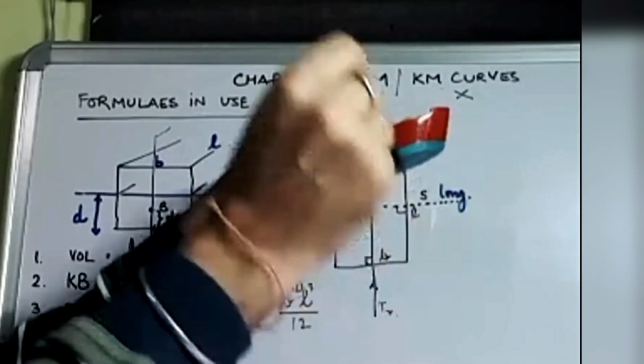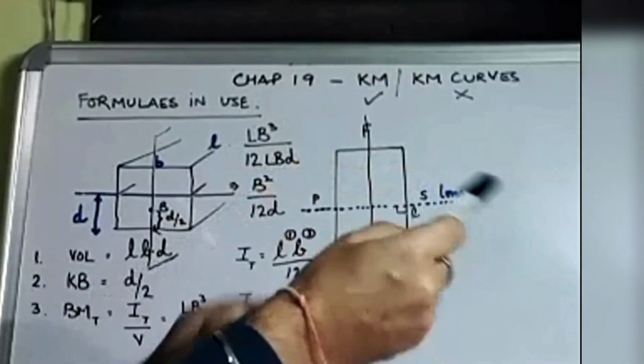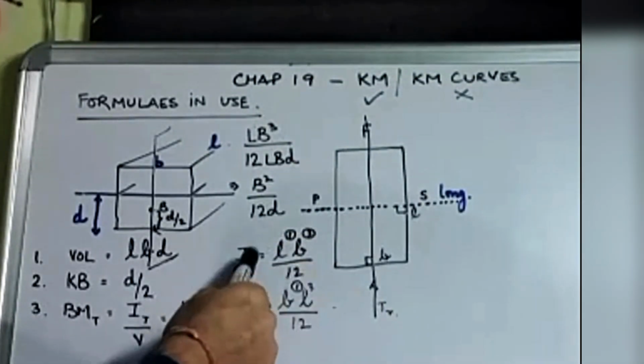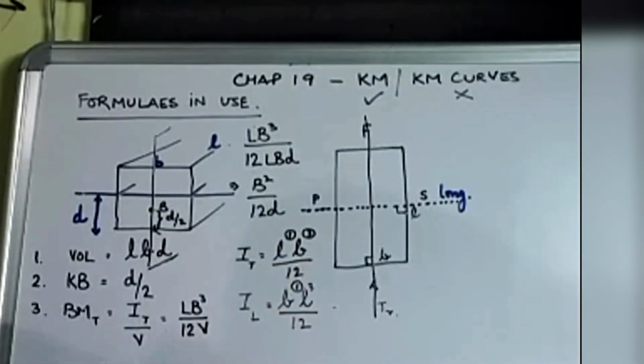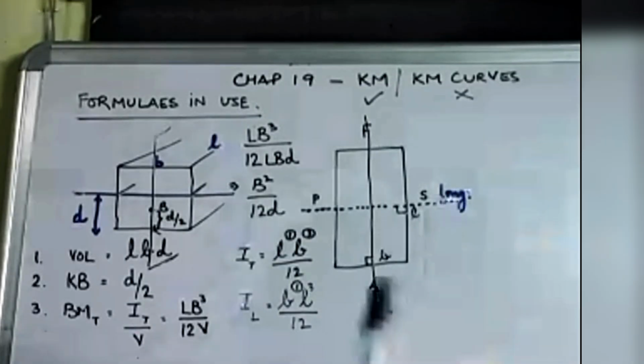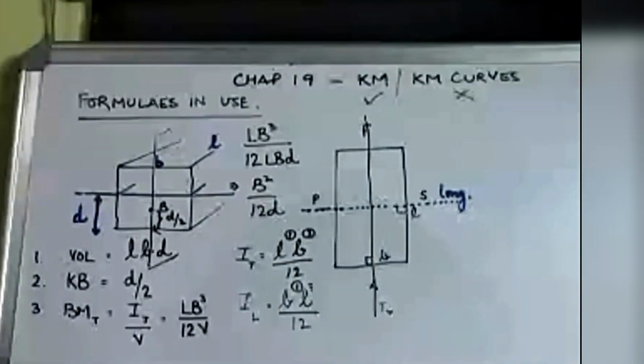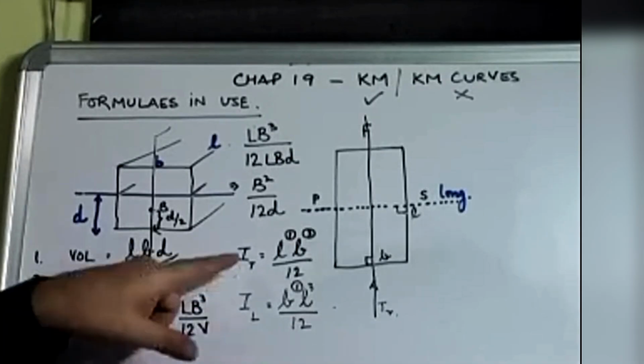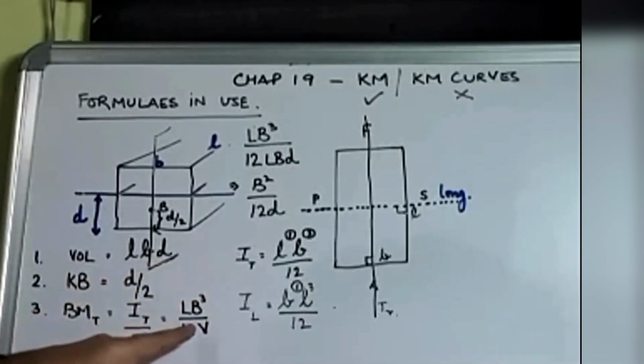So longitudinal, it is cutting the longitudinal side. So IL. This is cutting the transverse side. So IT. So IT will give me B square by 12D.